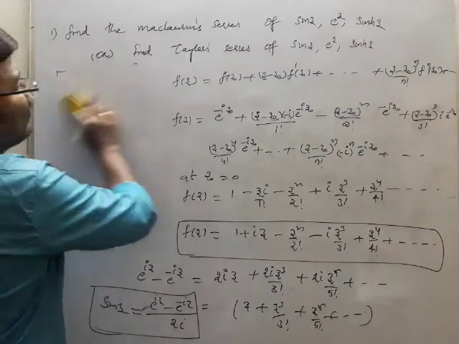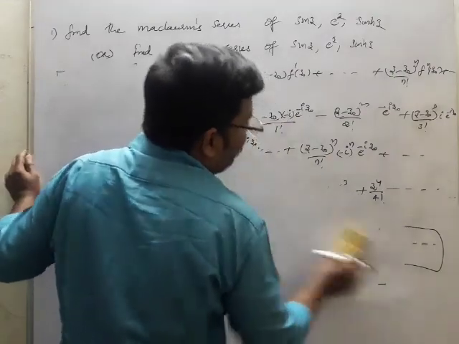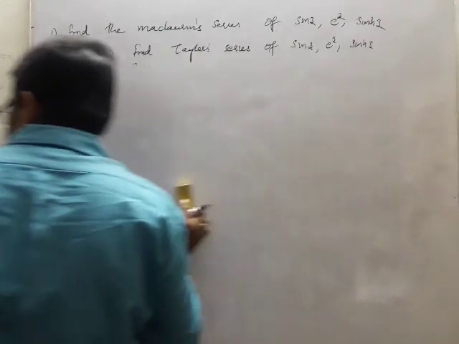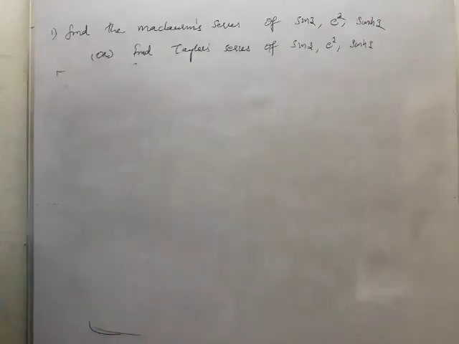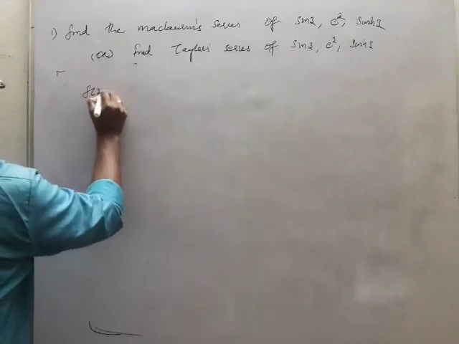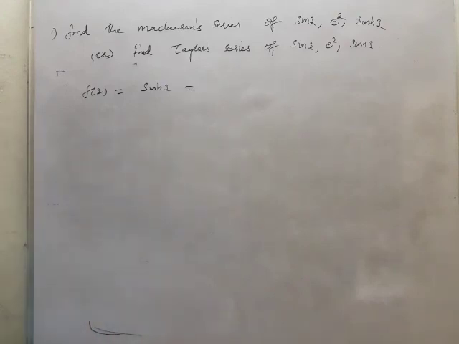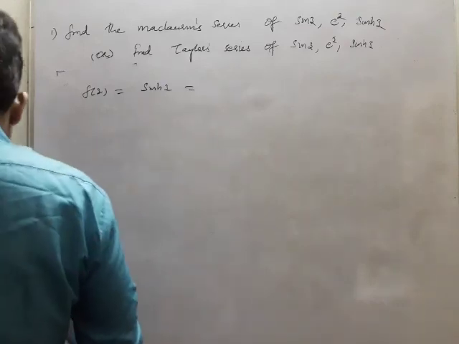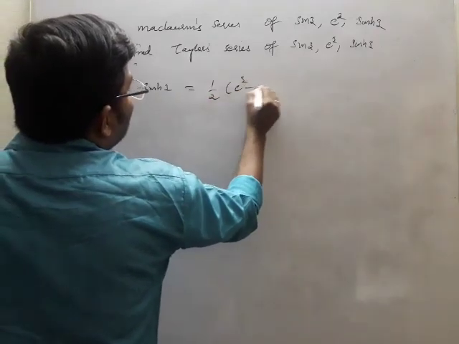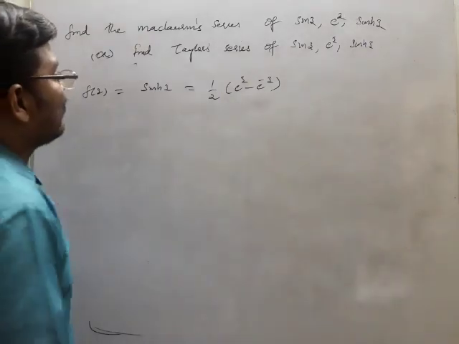Now in a similar fashion you can have the value of sinh z. Sinh z also we can do, because that is a hyperbolic function. So let us suppose, for example, f of z is equal to sinh z. That is nothing but 1 by 2 into e power z minus e power minus z. This is what sinh z can be taken as.